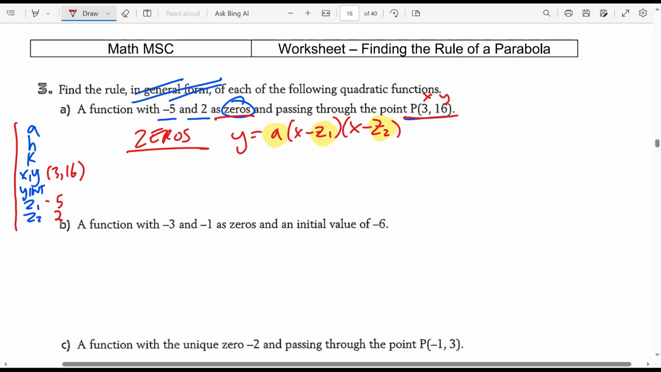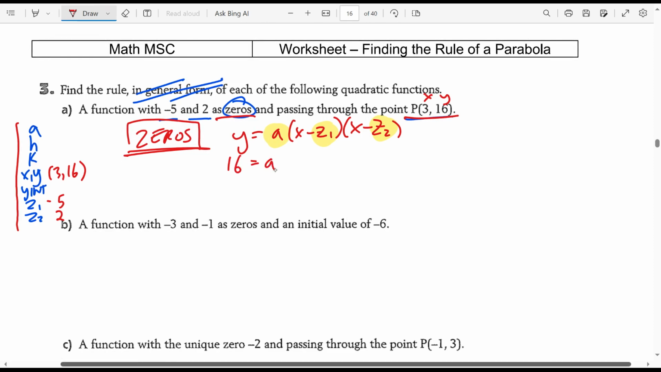If I list that out every single time and I notice that I don't have anything for H, K and I have zeros, then I know I'm going to be working in zeros form. So I'm just going to plug everything in as I see it. So that 3 plus 5, oh, I should have put 3 there too, and then 3 -2. And then you can rewrite that as you wish, right?